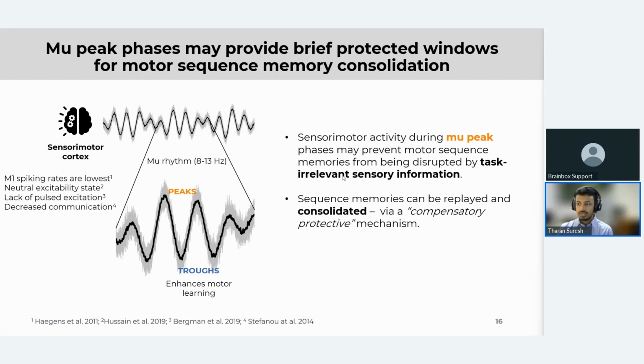Given that motor memories are consolidated during short windows of wakefulness and that motor sequences are compressed and replayed during these windows, we think that the sensorimotor activity during mu peak phases may prevent motor sequence memories from being disrupted by task-irrelevant sensory information, such that these sequence memories can be replayed and consolidated via a compensatory protective mechanism. A way to think about this is, say you were studying for an exam and you wanted to minimize any sort of interference from, say, social media posts. So you would turn off the notifications on your phone. And that's precisely what we think the mu rhythm peak phases are doing in this situation.